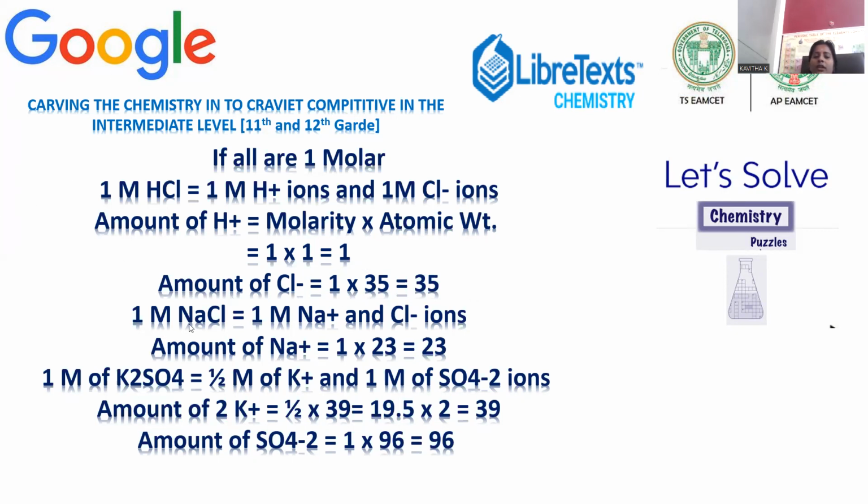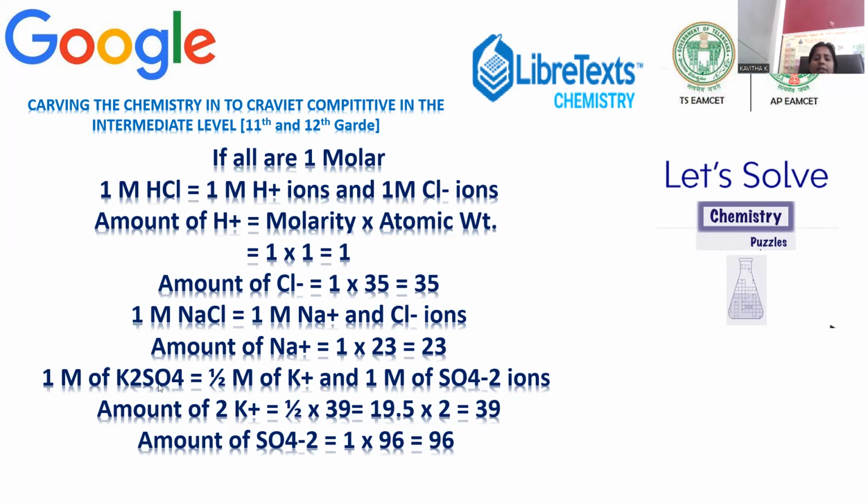If you go with 1 molar sodium chloride, it contains 1 molar Na plus ions and Cl minus ions as well. To calculate the amount of Na plus, 1 mole is multiplied with the atomic weight of sodium. Sodium atomic weight is 23, so 1 multiplied by 23 is 23. The amount of sodium is 23.